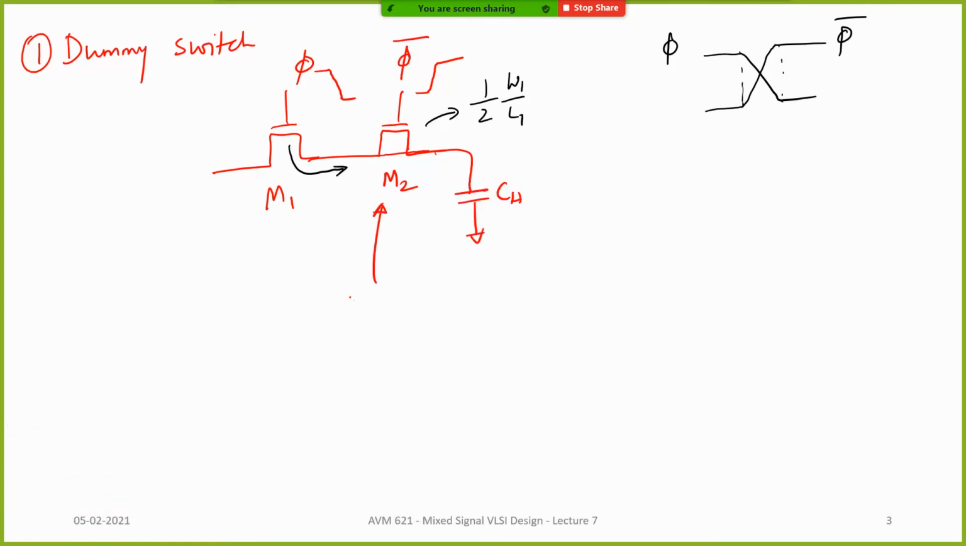So this is your dummy switch, and this is your main switch. And this main switch can be that big gate, bootstrap switch that we have already seen. Now, this is the concept. It can work to some extent. To some extent, it can mitigate the problem. All right. There is one more method which is used.